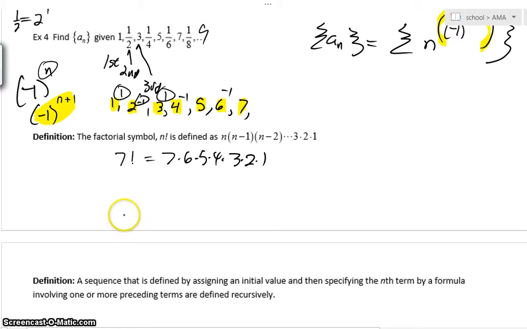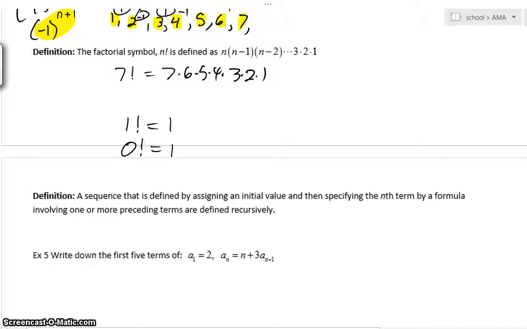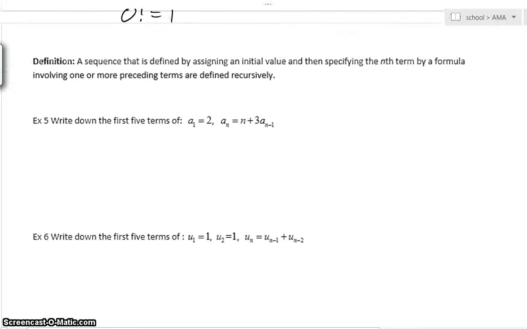By the way, let's talk real quickly. 1 factorial is obviously 1. We talked about this before. What's 0 factorial? 1, just in case you ever have to deal with that. Just a brief reminder. All right, well, let's go ahead and go to the next problem here.